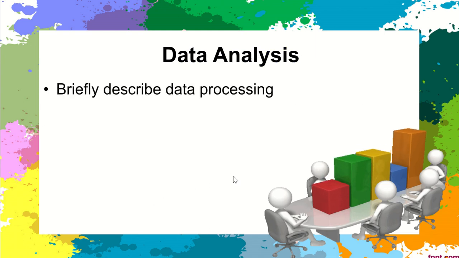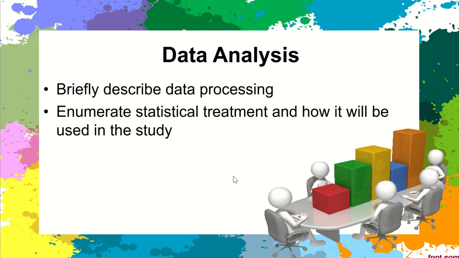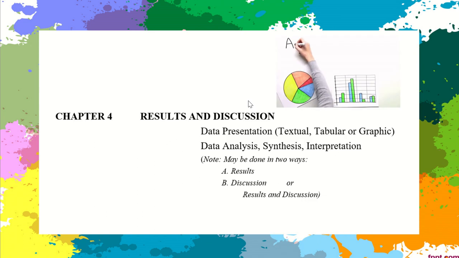Data analysis. So this is also the statistical treatment. You briefly describe the data processing. So usually, per SOP, nilalagay natin, halimbawa, statement of the problem number 1. So what statistical method or technique will be used for SOP 1, for SOP 2, SOP 3. So you have to indicate how are you going to process the data for each SOP. Okay, so you just have to include here how the data will be processed. So this is the data analysis part.